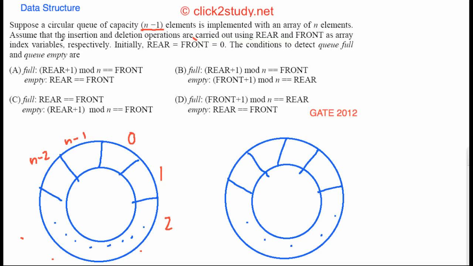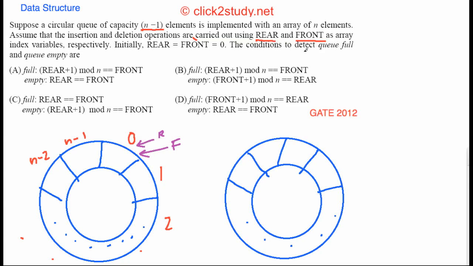Then you have to assume that the insertion and deletion operations are carried out using rear and front as array index variables. So in the beginning, rear and front are both 0. When you start working on this circular queue, this is your rear, I'll just write R for rear and F for front, and this is your front. They both are 0 in the beginning. There is nothing in this circular queue.